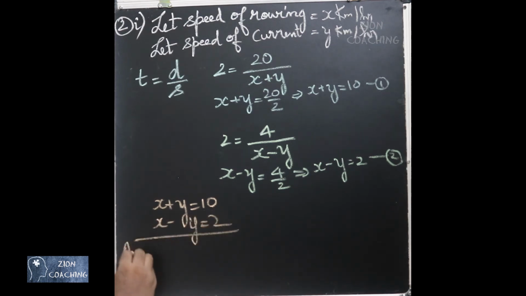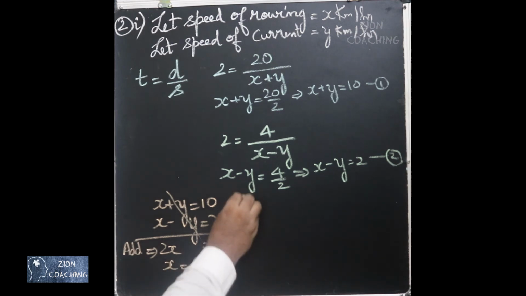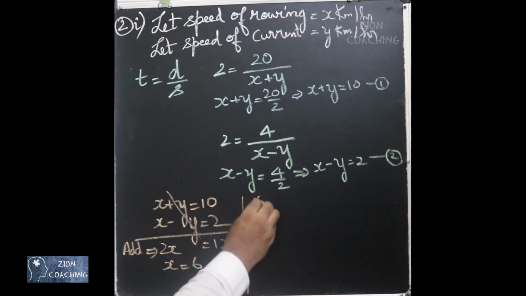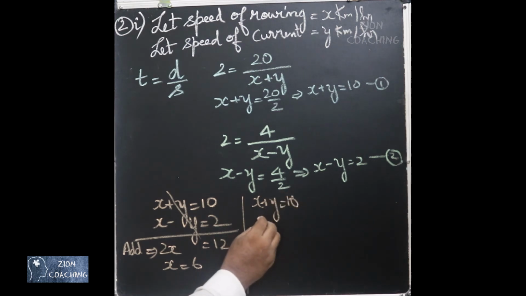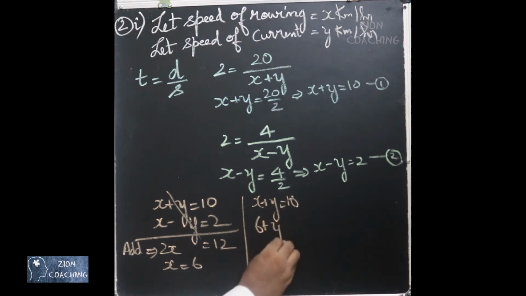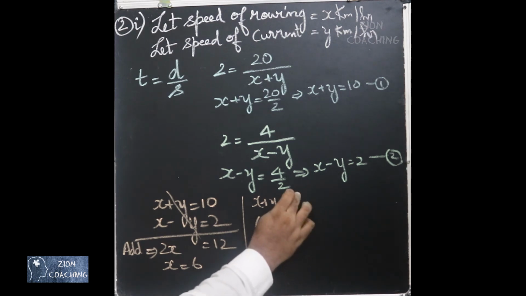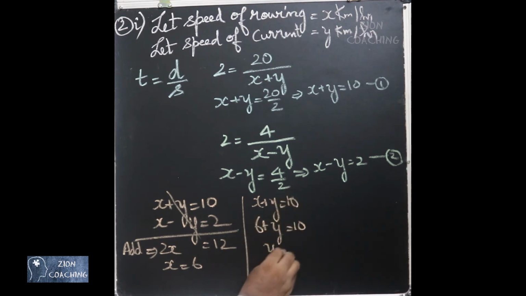When you add the equations, y will get eliminated, plus y minus y will get cancelled. We have 2x is equal to 12. That implies x is equal to 6. We have x plus y equal to 10. Substituting x is equal to 6, we have 6 plus y equal to 10. Then your y value is going to be 10 minus 6. So y is going to be 4.